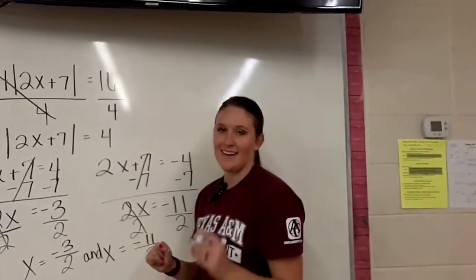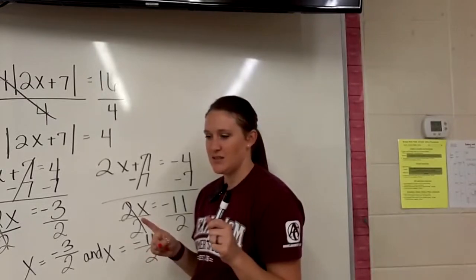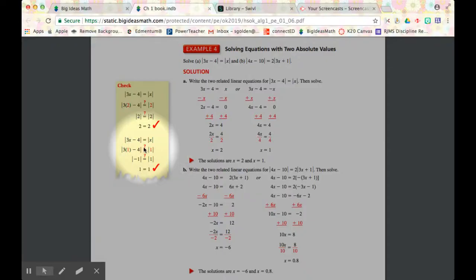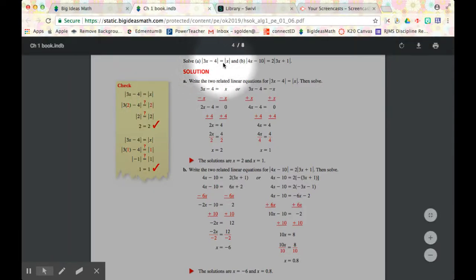Now let's look at example, I believe 4 is next. Yeah. All right, example 4. Now we're stepping it up a bit. So we're solving equations with two absolute values. So we come up here, example A and B. If you notice example A, we have the absolute value of 3x minus 4 equals the absolute value of x. So we're still going to split it into two problems.